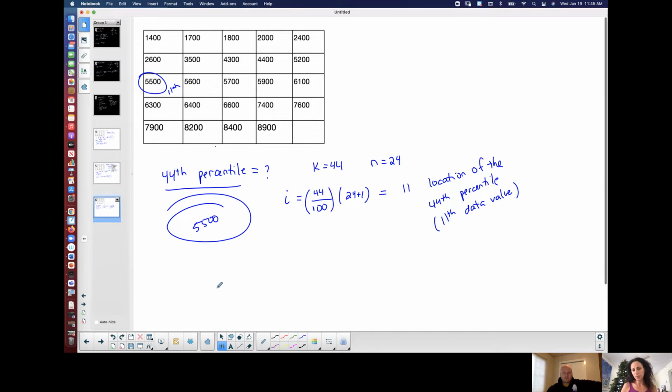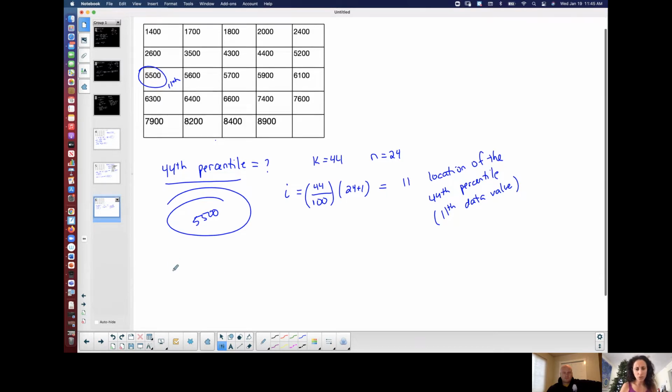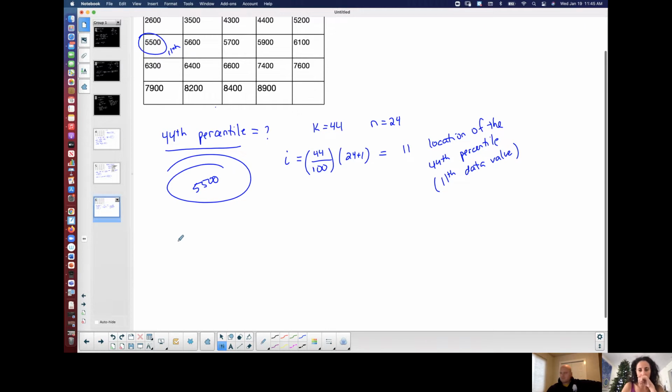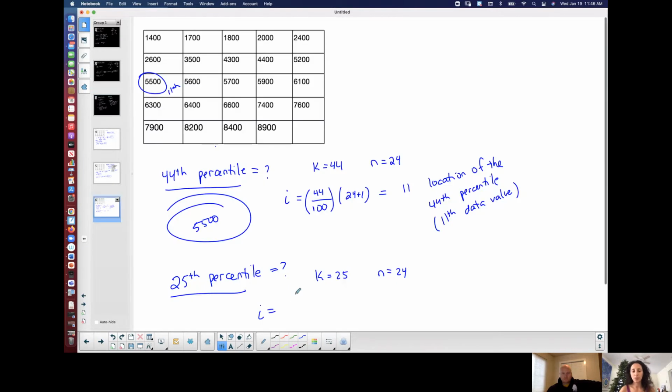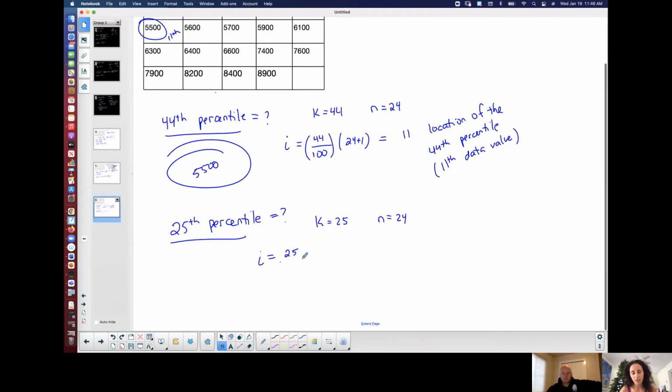Let me do another one. Let's do the 25th percentile, which is a special percentile. If I have time, I'll talk about it, but if not, that's okay. We'll talk about that next week again. The 25th percentile is what? So now in this particular example, my K is 25. That's the percentile that I want. The N is 24, because it's the same data set. I go back to my locator formula, right? I is equal to K over 100 times N plus 1. So K in this case, 25 over 100 times N plus 1.